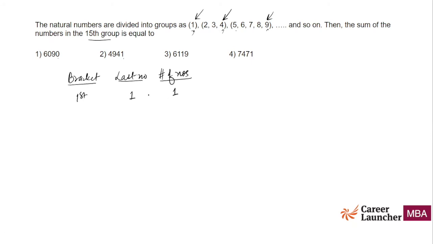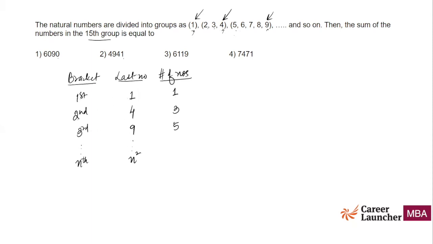1. If we talk about the second bracket, the last number is 4 and the number of numbers over here is 3. In the third bracket, the last number is 9 and the number of numbers over here is 5. So there is a pattern in the first and second column, which is very easy to realize: if you're talking about the nth bracket, then the last number is n square, right? 1, 1, 2, 4, 3, 9.